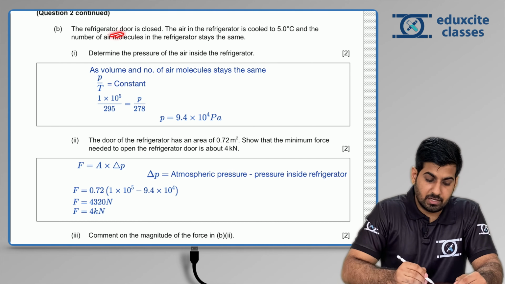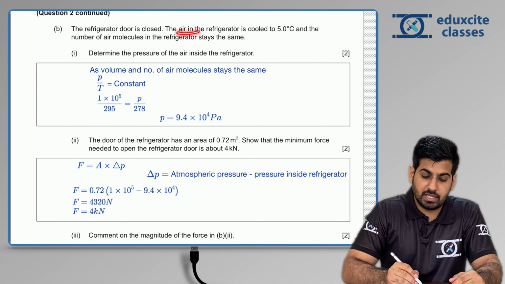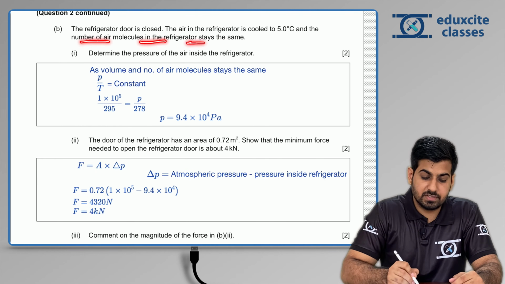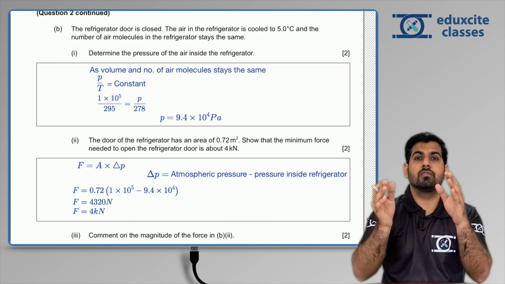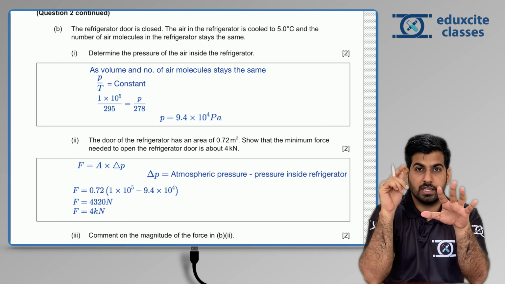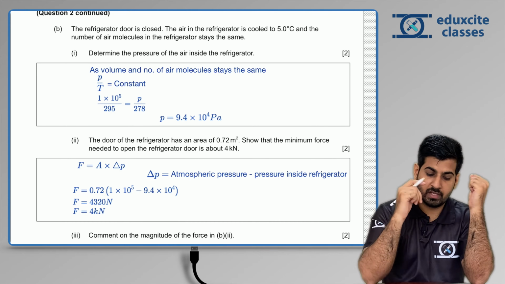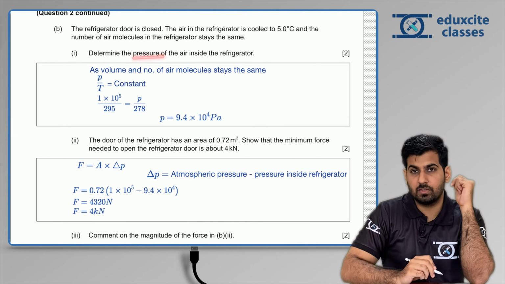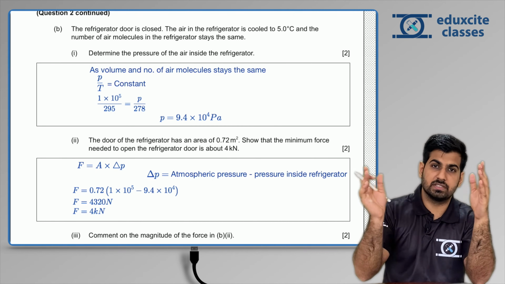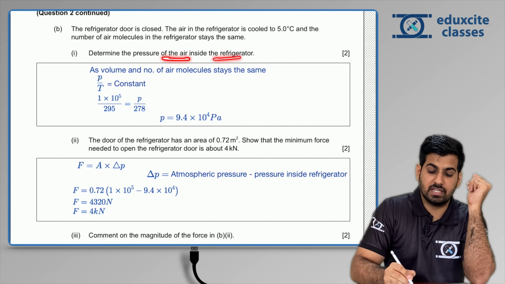Now the B part. The refrigerator door is now closed. Now the air in the refrigerator is cooled to 5 degrees centigrade, and the number of molecules in the refrigerator stays the same. It is given that we have closed the door and the temperature is now reduced to 5 degrees centigrade. Also the number of molecules in the refrigerator remains the same as we calculated above. Now the first part is to determine the pressure of the air inside the refrigerator. Now what will be the pressure of the air, because as the door is closed, there will be some pressure exerted by the air inside the refrigerator.